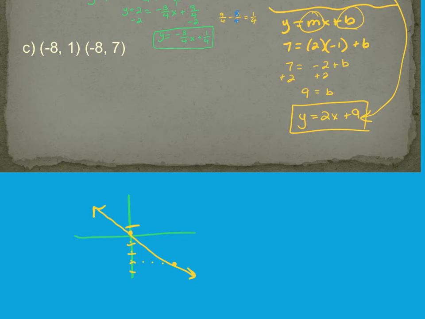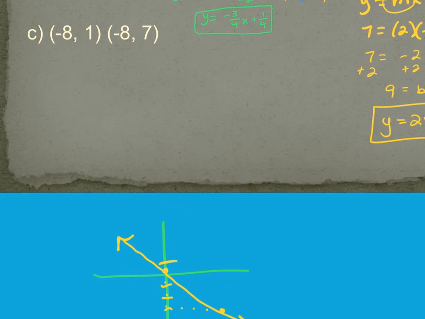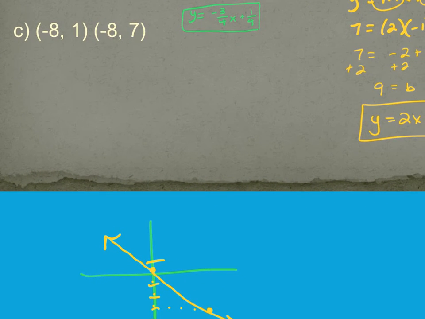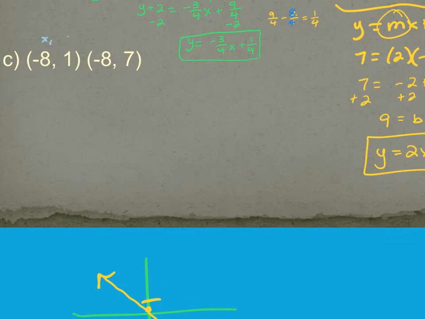All right, now C gives you 2 points, right? So I don't have my slope yet. Do you know how to find slope if I give you 2 points? How do you do that? y2 minus y1 over x2 minus x1. Good. y2, which is 7, minus y1, which is 1, over x2, which is -8, minus x1, which is -8 as well. This becomes 6 over 0.